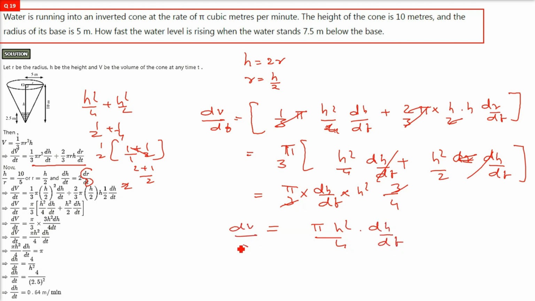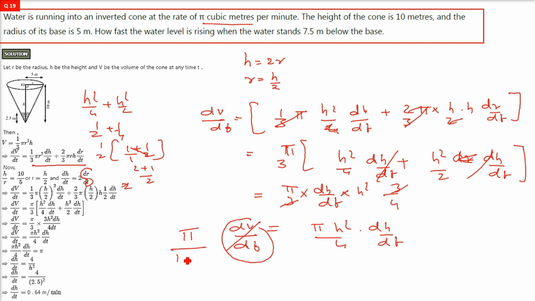Volume was 1 by 3 pi r square h. You differentiated it when we use the similar triangle, that is h by r is 10 by 5, that is h is 2r, and volume also we differentiate. Okay, dv by dt we have already found out. We are interested in dh by dt. Now dv by dt is already given, as I told you earlier. Water is running into an inverted cone at the rate of pi cubic meter per minute. dv by dt, just place pi.